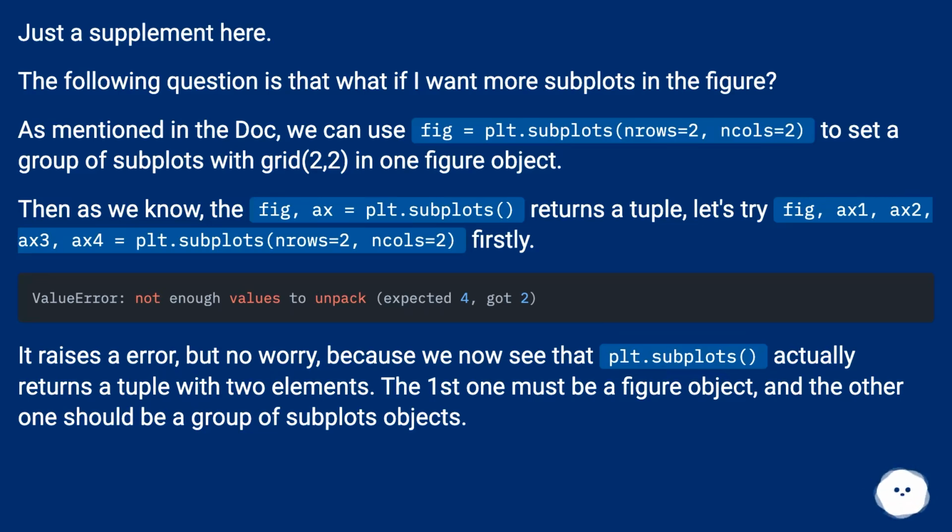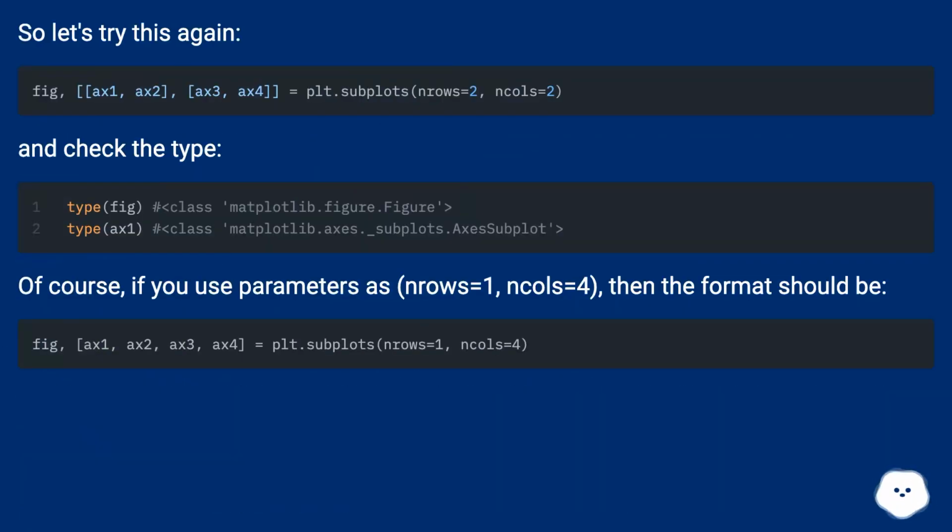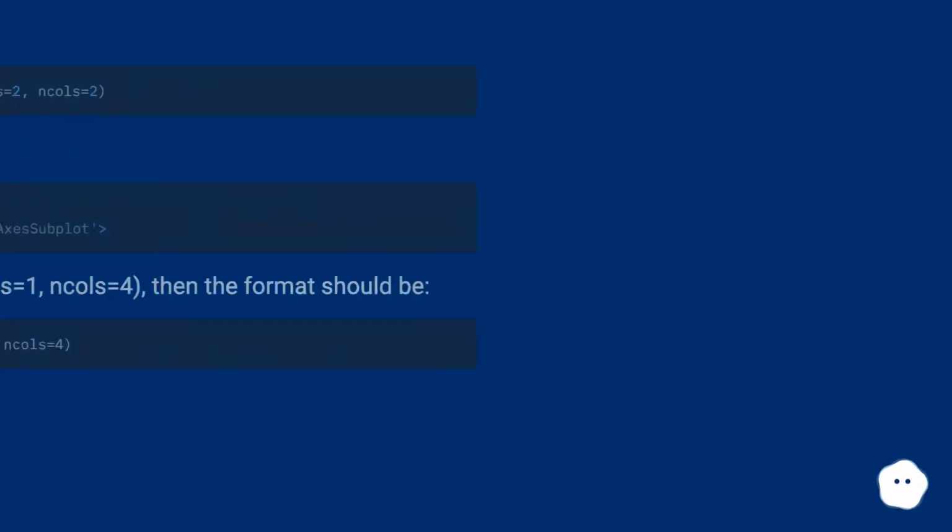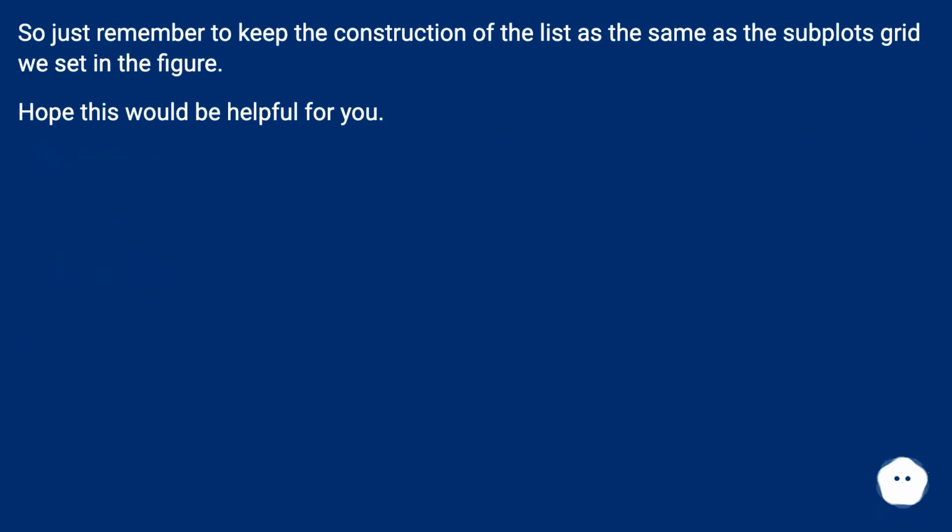It raises an error, but no worry, because we now see that plt.subplots actually returns a tuple with two elements. The first one must be a figure object, and the other one should be a group of subplots objects. So let's try this again, and check the type. Of course, if you use parameters rows = 1 and columns = 4, then the format should be different. So just remember to keep the construction of the list the same as the subplots grid we set in the figure. Hope this would be helpful for you.